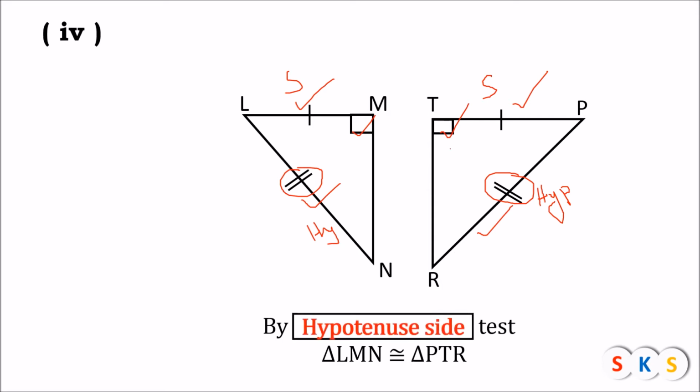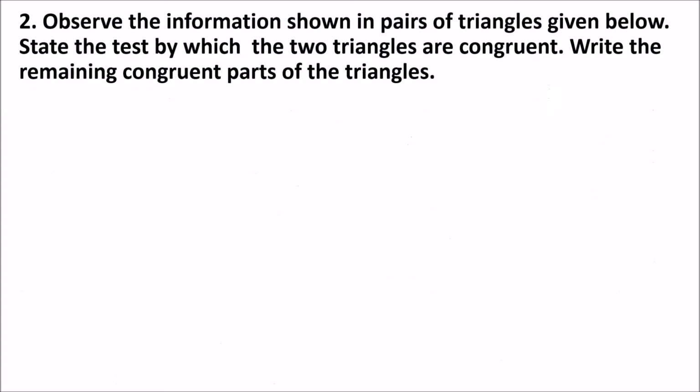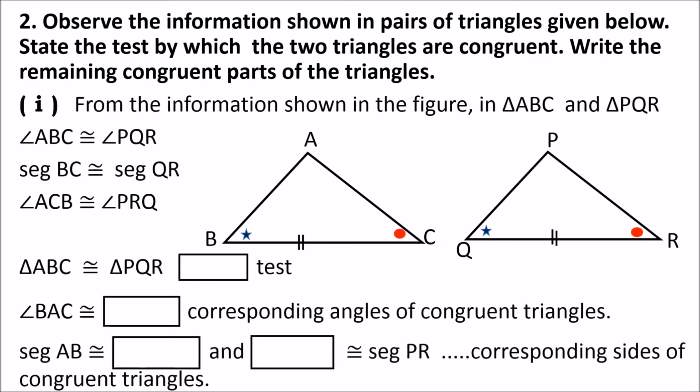Here we have question number 2. Observe the information shown in pairs of triangles given below. State the test by which the two triangles are congruent. Write the remaining congruent parts of the triangles.